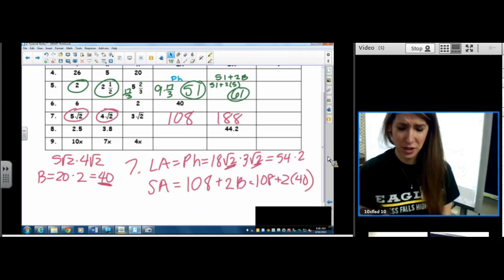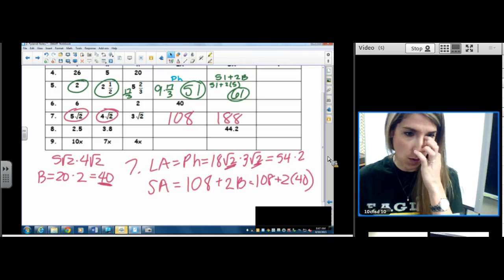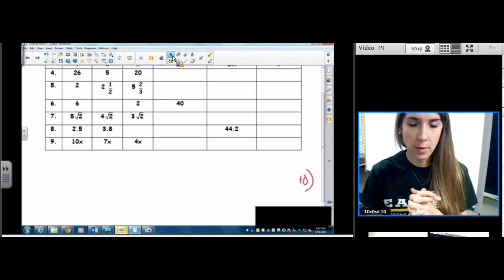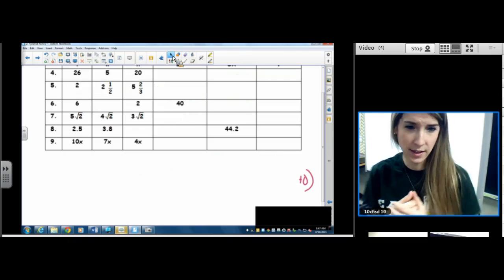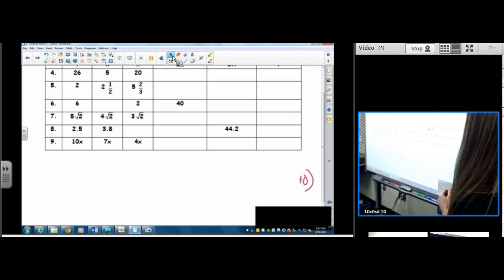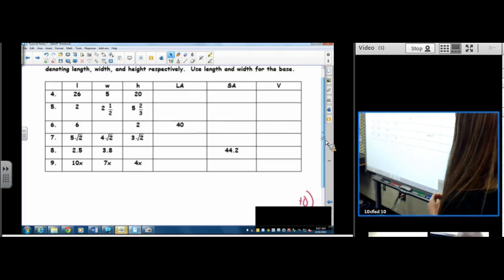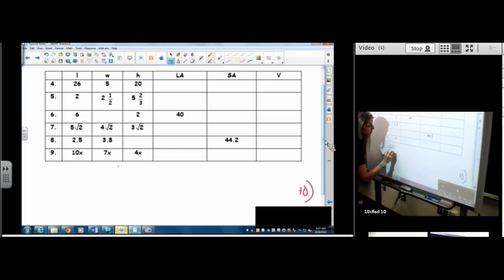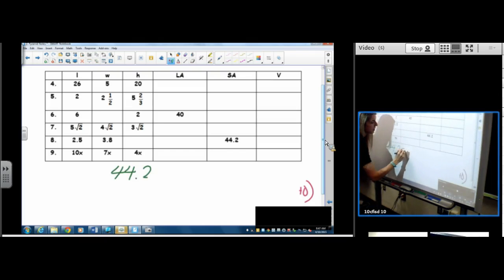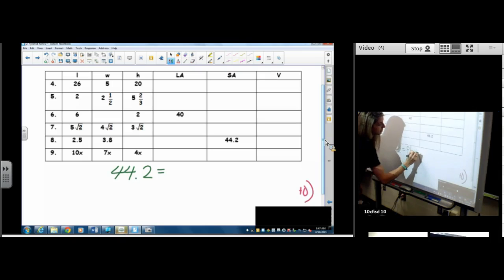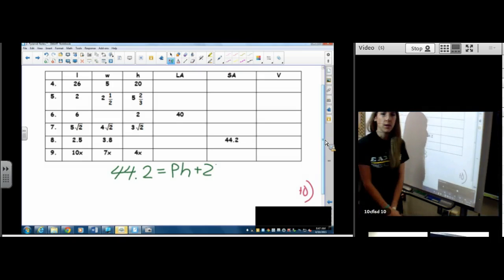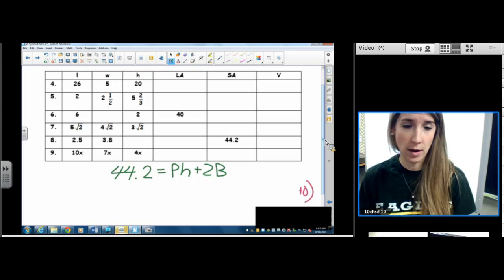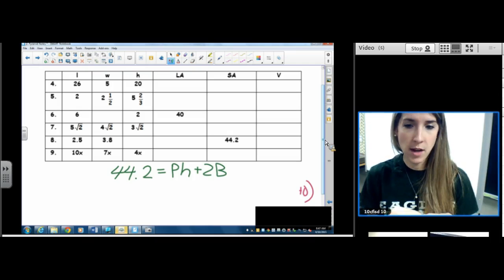I'm also going to let you do the volume by yourself because that's always the easiest one. Last one, number 8. I like that you chose number 8 because this one you have to work backwards a little bit. So let's see what we're given. Number 8, we are given the surface area. So 44.2 equals, and I'm just going to write the formula for surface area. When I'm working backwards, I always start by writing the formula with all the variables. Now we're going to plug in what we know.